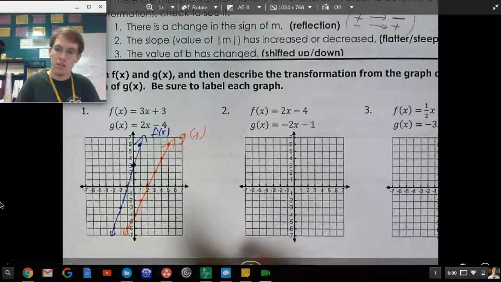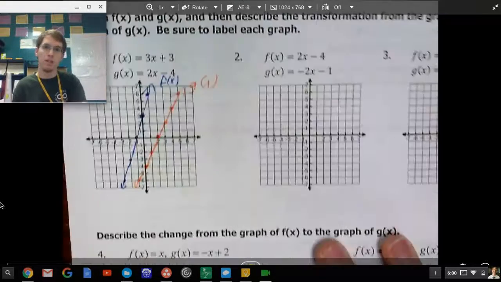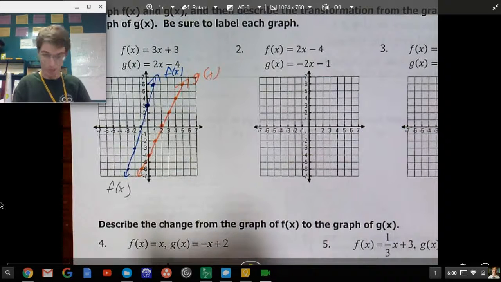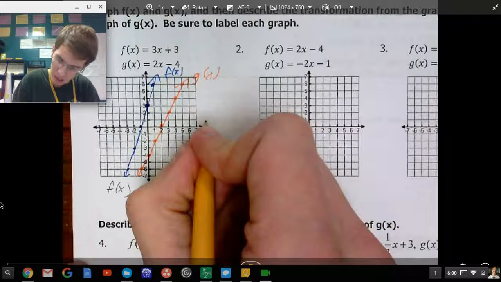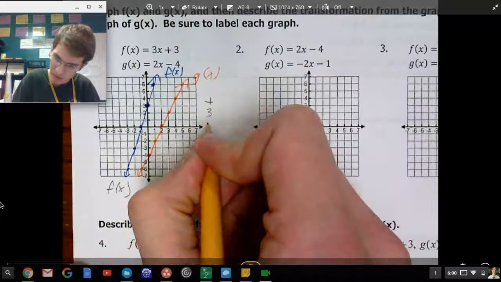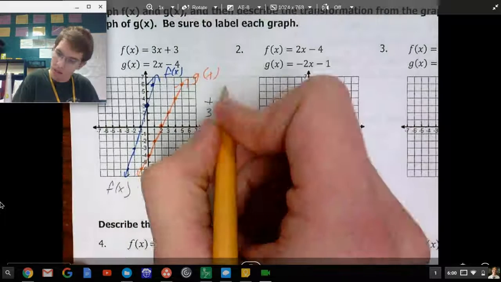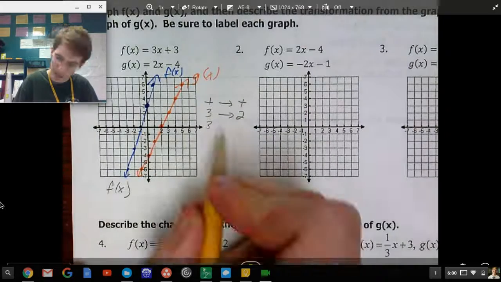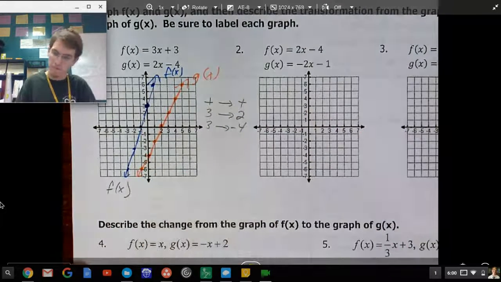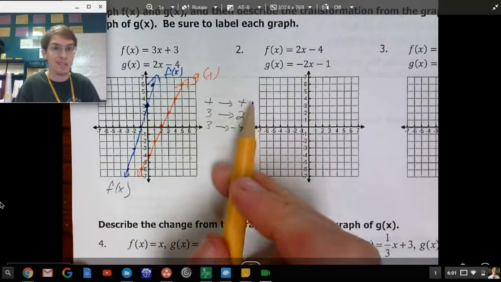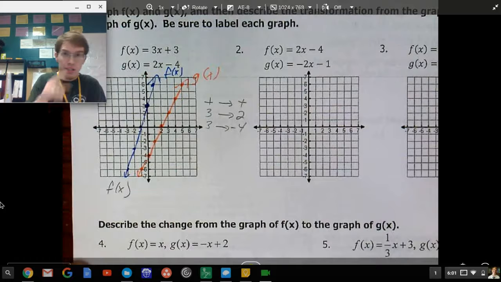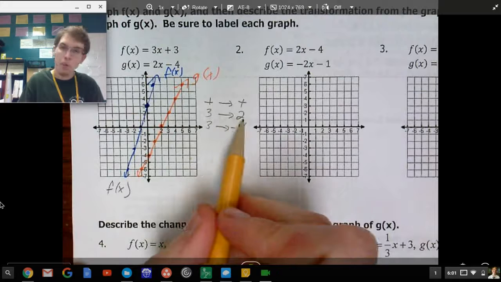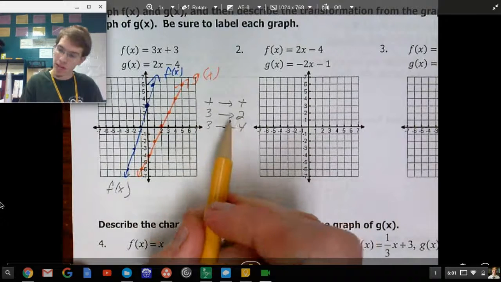All right. So if I am comparing those two, we always start with f of x. So we could say, well, first, it goes from a positive 3 slope to a positive 2 slope, and the y-intercept is that last one, positive 3. And the y-intercept goes from a 3 to a negative 4. So if I check for a reflection, did that change the sign there? It didn't, so there is no reflection here. Let's see, the slope went from a 3 to a 2. So that would mean it became flatter.